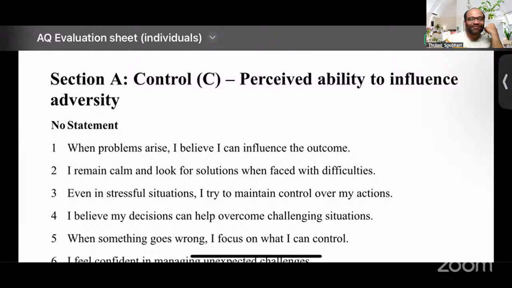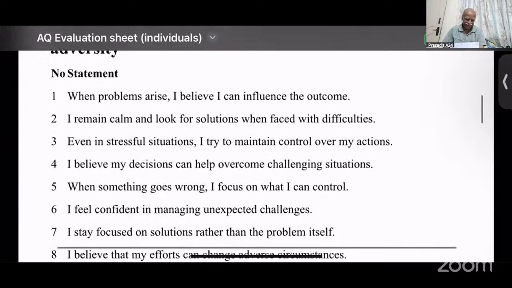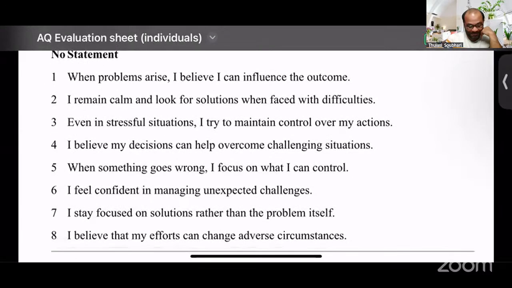That is sometimes an adversity. But it is a positive adversity. Okay.